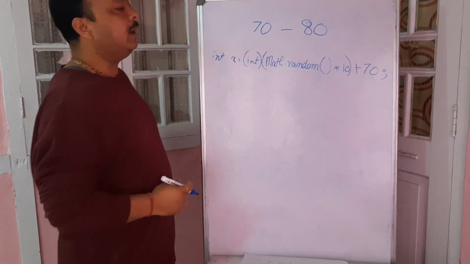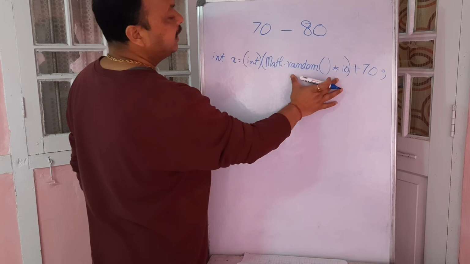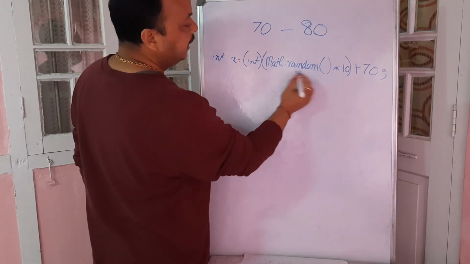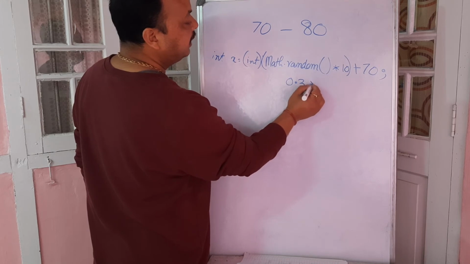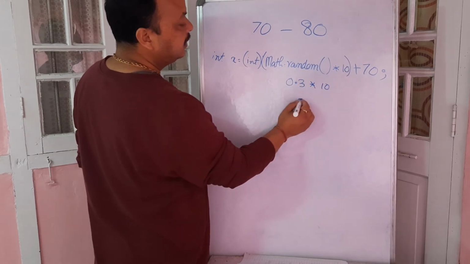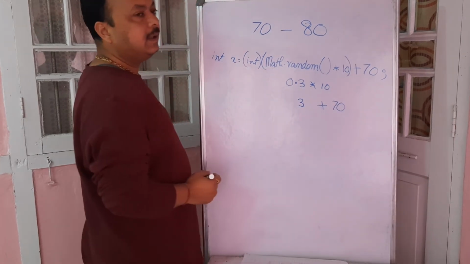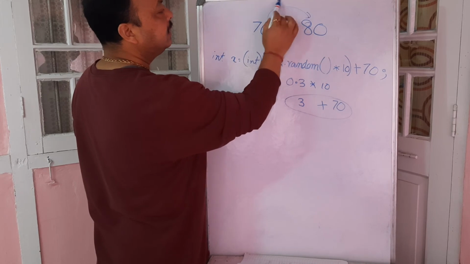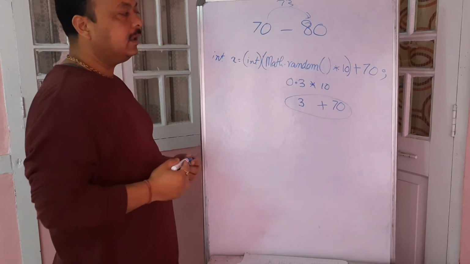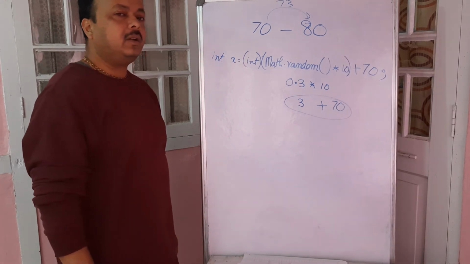So what will happen if you say plus 70? Say random gives 0.3. So 0.3 times 10 will give us 3, and 3 plus 70 is 73. That means you are getting a number which is in this range. So 73 is in this range. This is the usage for Math.random.